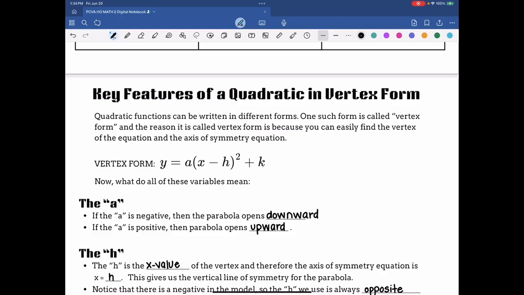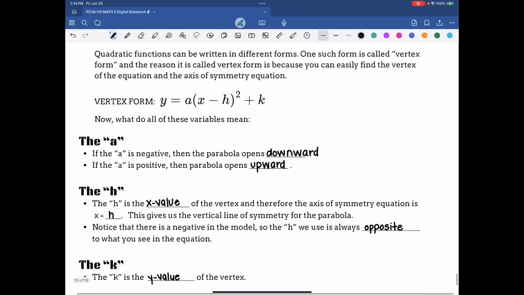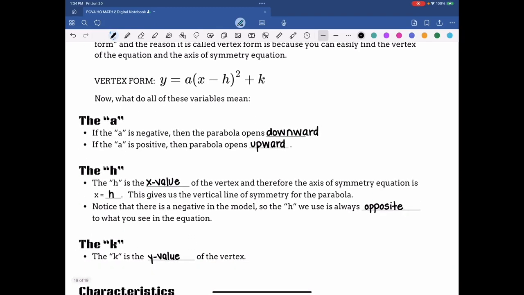So a quadratic function can be written in different formats, which we've already seen. So we have vertex form, and it's called vertex form because you can easily find the vertex and the axis of symmetry, because remember the axis of symmetry goes through the vertex. So when we are talking about the A, the H, and the K, these are important because the A value is going to tell me, just like it has previously, if A is negative, then it opens downward, and if A is positive, then it's going to open upward. And that's also going to help me with the range.